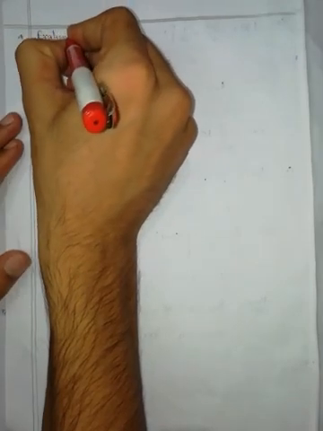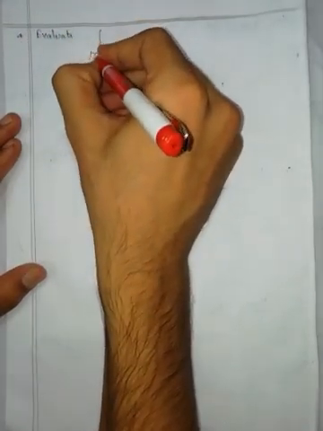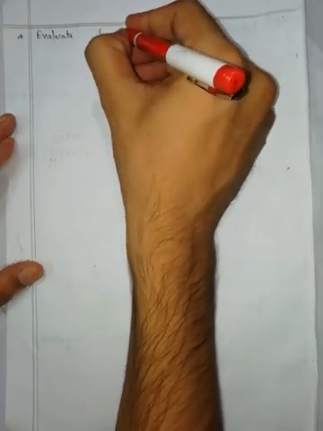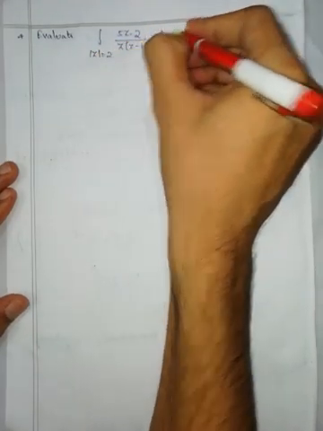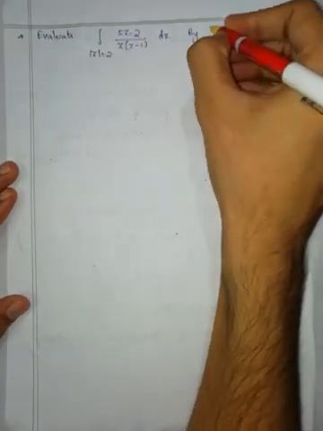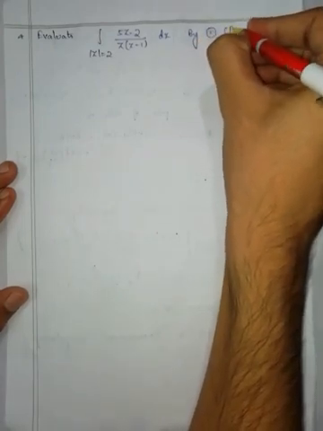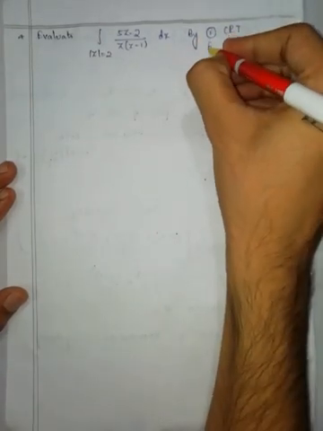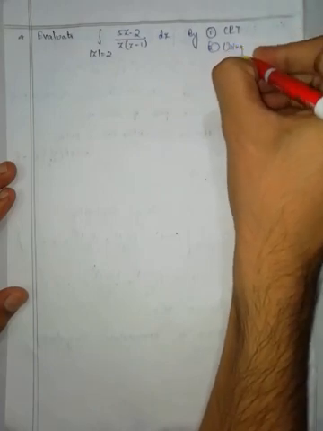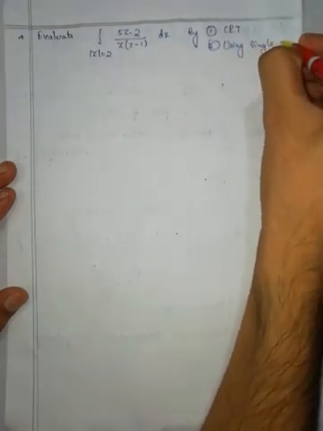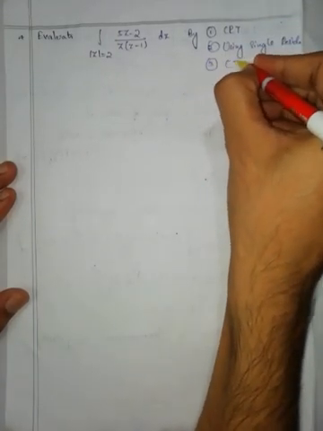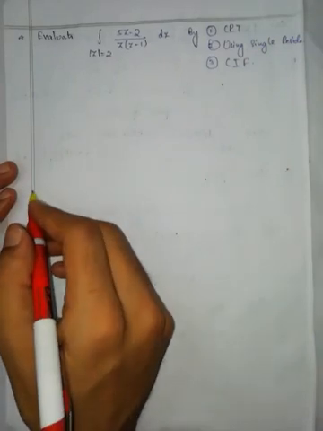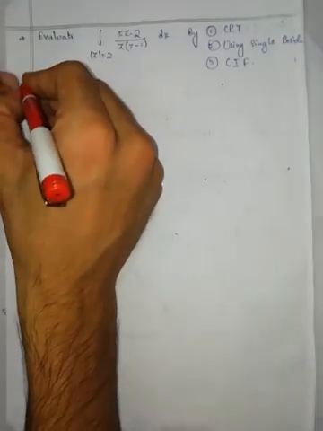Evaluate the integral over |z| = 2 of (5z - 2) / (z(z - 1)) dz by the first method, the Cauchy residue theorem; the second method, using the single residue; and the third method, Cauchy's integral formula.